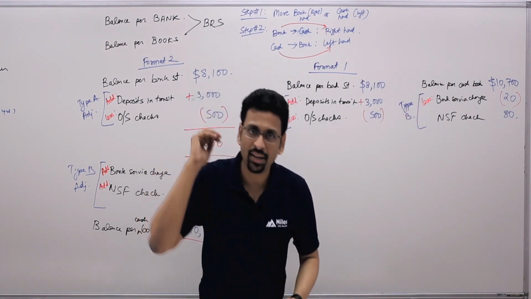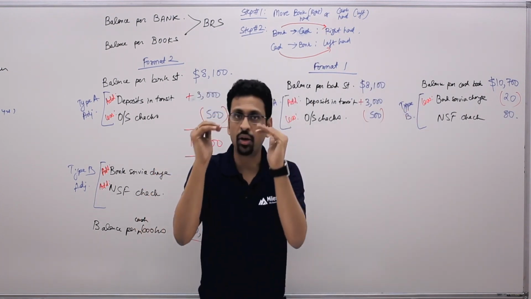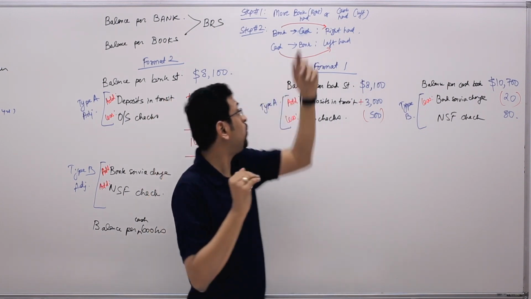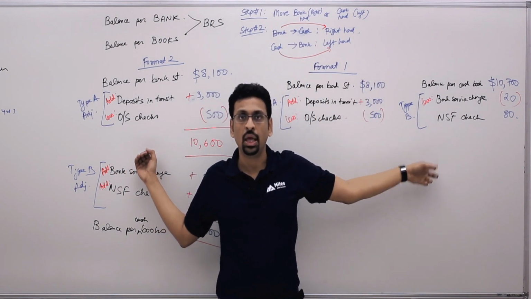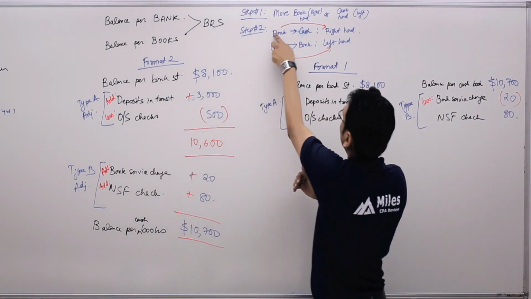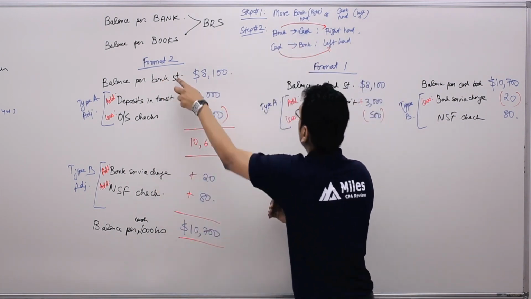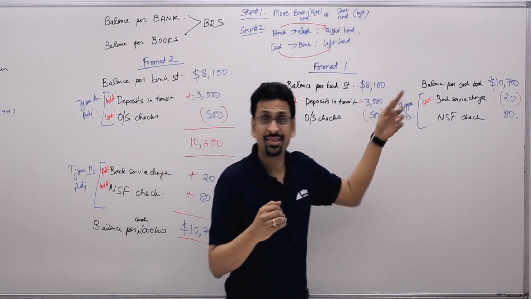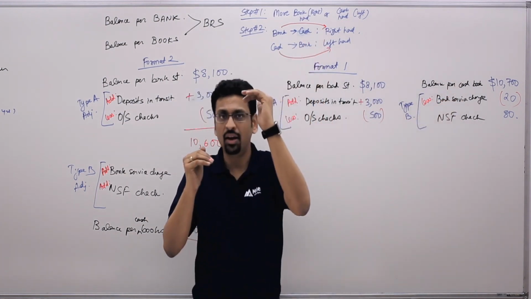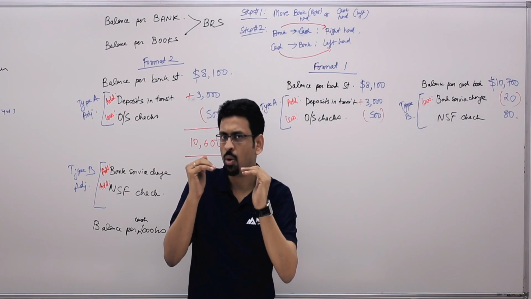Non-sufficient fund check. Right is bank, left is cash. The check got dishonored and I'm not aware of it, so the bank got reduced. Step 1 is the same in both cases. In step 2, here I moved my right hand because I moved from bank to cash. Now in this case, I'm moving from cash to bank, so I've got to move my left hand. Left hand needs to move down. So less.